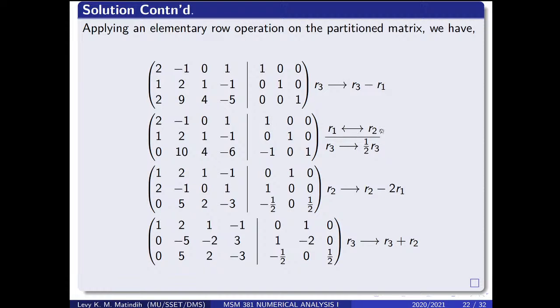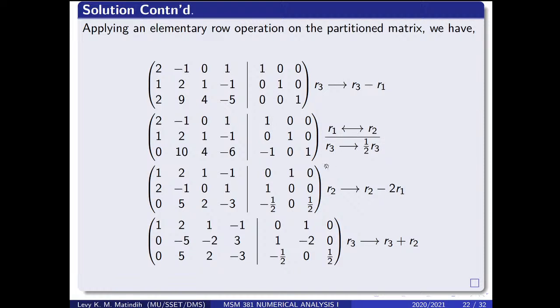Next, we are going to interchange row 1 with respect to row 2 simultaneously. So if you look at this resulting matrix, if we interchange row 1 and row 2, what will happen? 1, 2, 1, negative 1 becomes row 1, and 2, negative 1, 0, 1 becomes row 2, which is this and this. Also, the same operation we applied on the right hand side. So 1, 0, 1 becomes row 2, 0, 1, 1, 0, 1, 0 becomes row 1, as you can see.